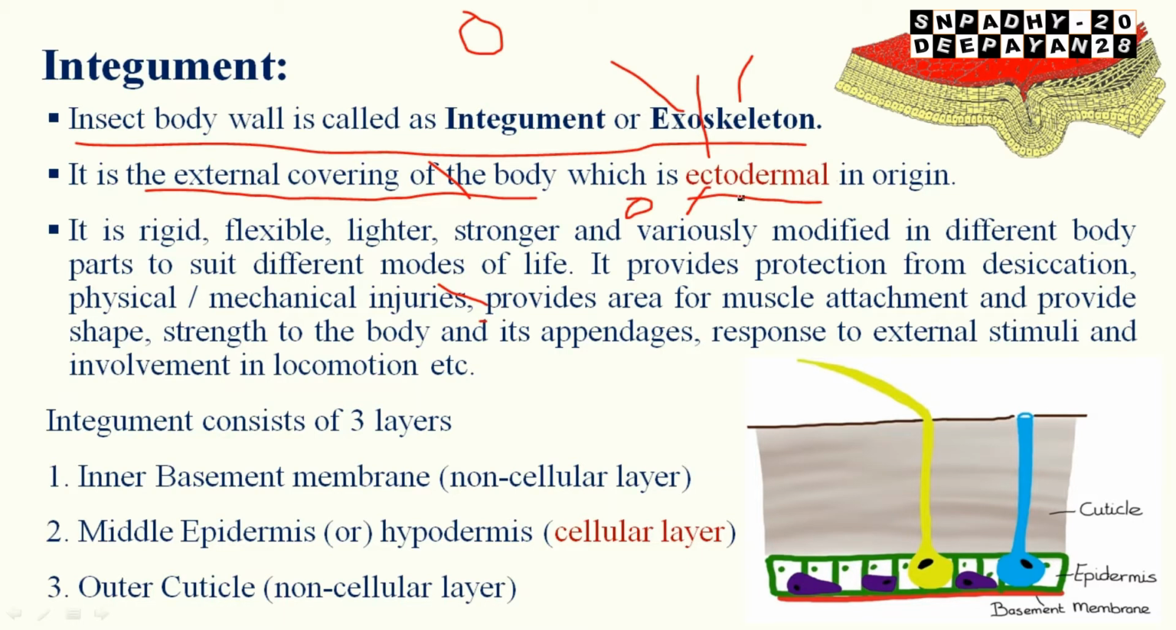First point is called integument or exoskeleton. They are ectodermal in origin. Now come to some of their functions. First, what is integument? It is rigid, very hard, strong, flexible, and lighter in weight. They are stronger and variously modified into different body parts to suit different modes of life.